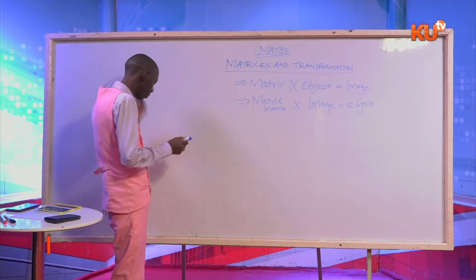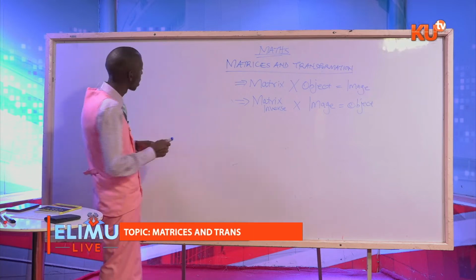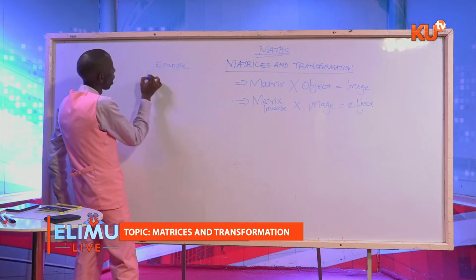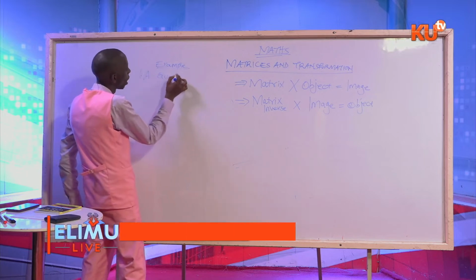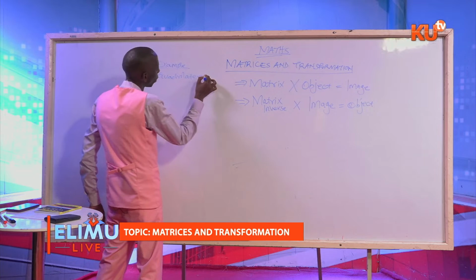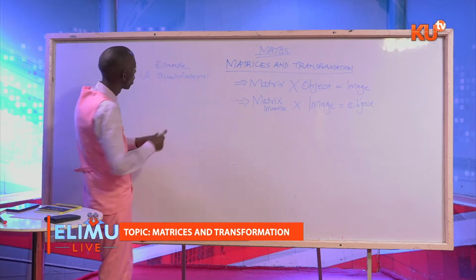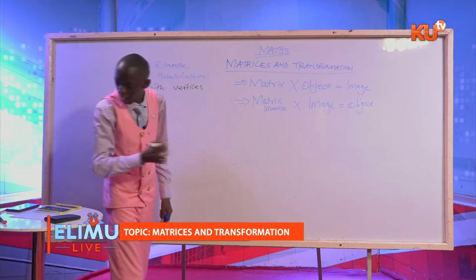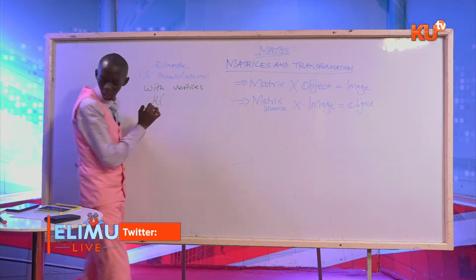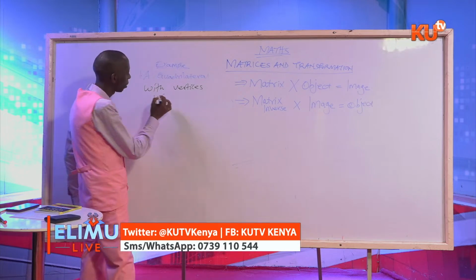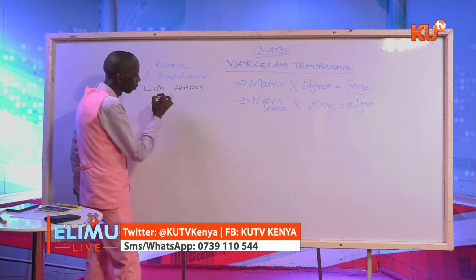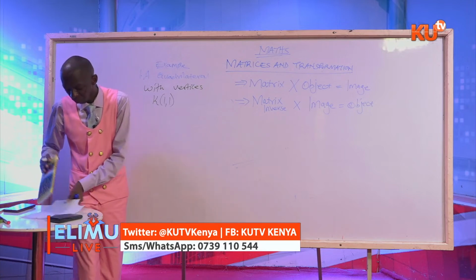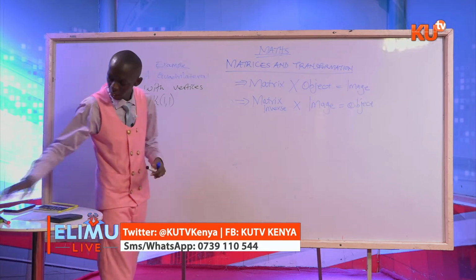Quadrilateral, we have a question. A quadrilateral with vertices K 1 1, L... sorry, that's not the question. Let's rewrite the question.